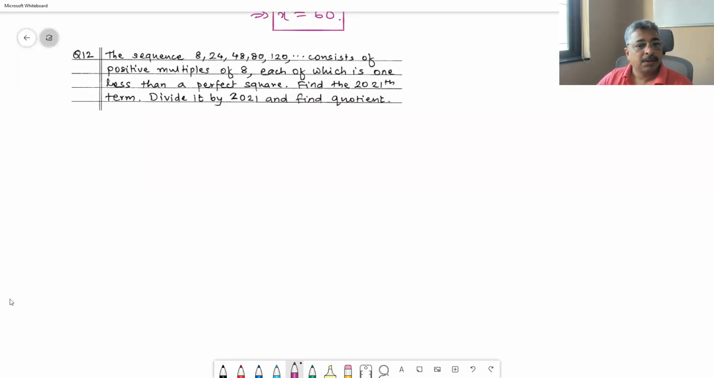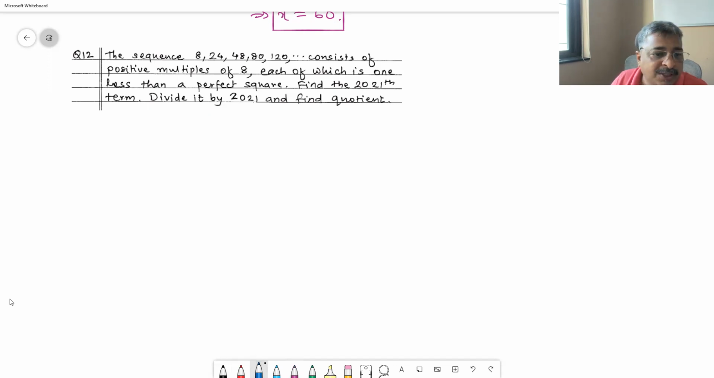Question 12. The sequence 8, 24, 48, 80, 120 consists of positive multiples of 8, each of which is 1 less than a perfect square. Find the 2021st term divided by 2021 and find the quotient. Now, this is involved. Let us observe the sequence which is given. It is said that it is 1 less than the perfect square.